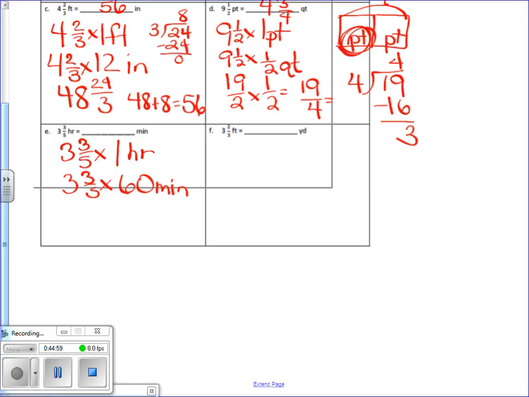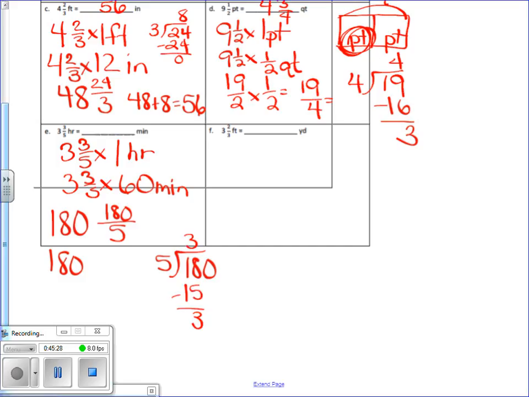60 times 3, 180. 180 over 5. So I have 180. 5 into 180. 3 times, because 3 times 5 is 15. That's 3. Bring down my other 0. 5 into 36. So this is 36. 180 plus 36.